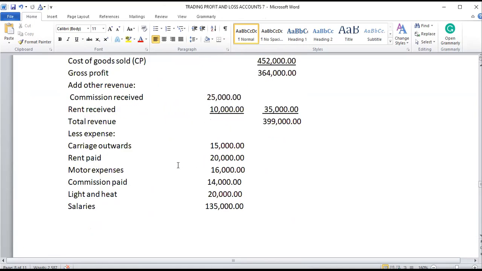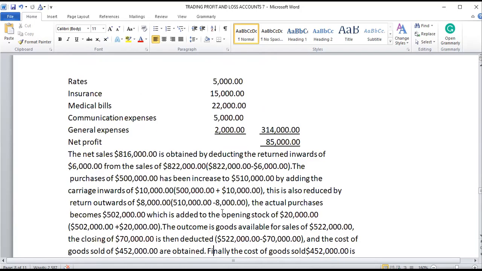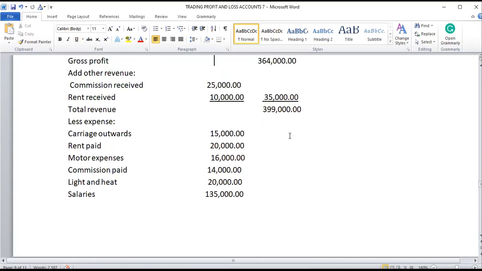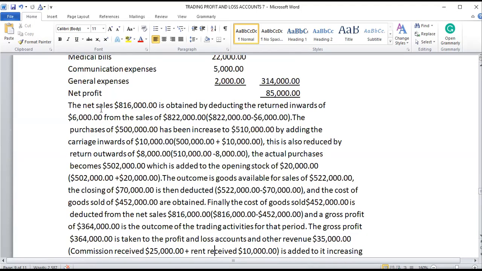So here is it. Carriage invoice and so forth. So we add up all the expenses, and we arrive at what? $314,000. Then we deduct it from our total revenue of $399,000. So the net profit of $85,000 has been made. Let me go over the process again.